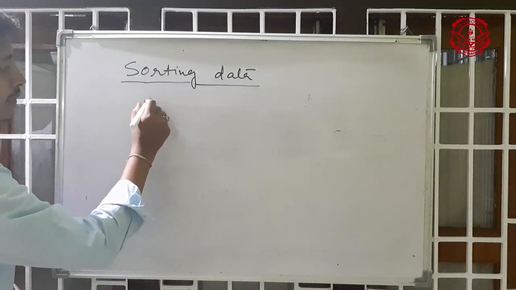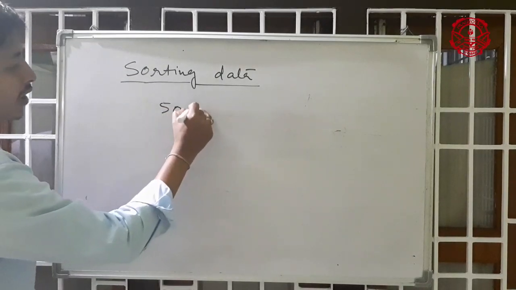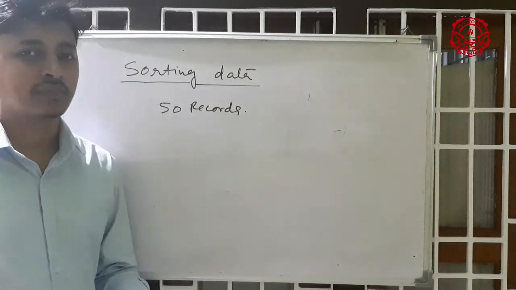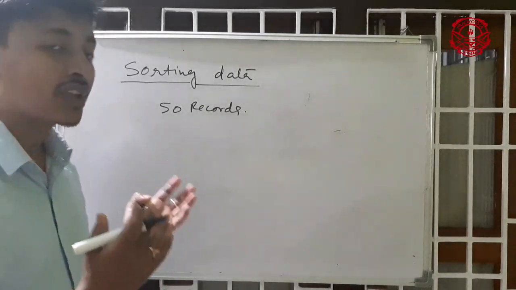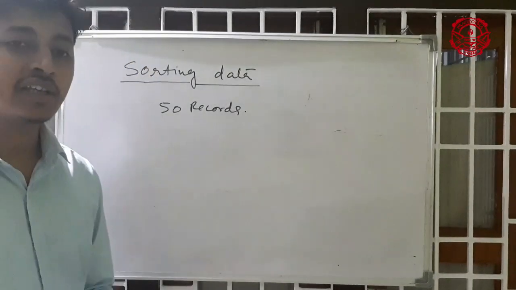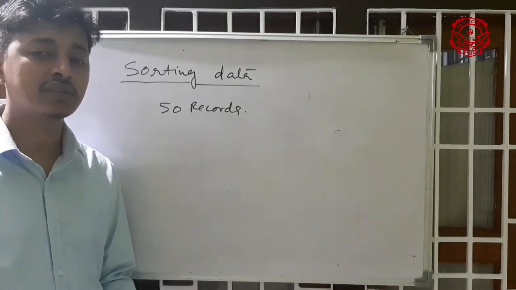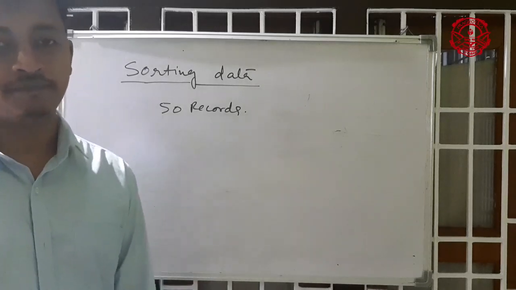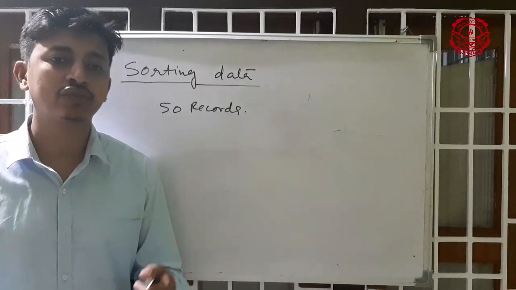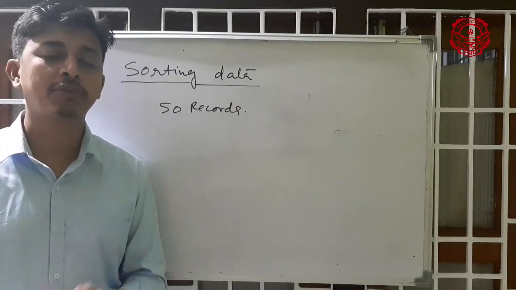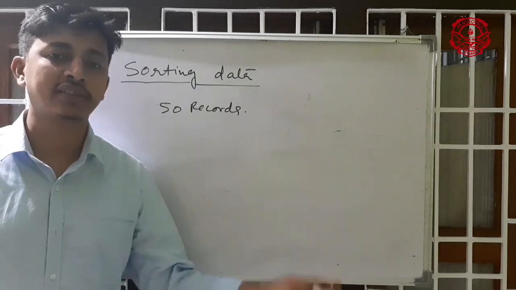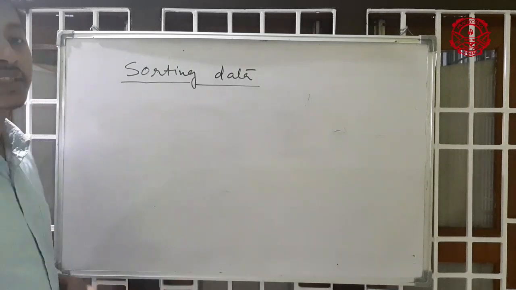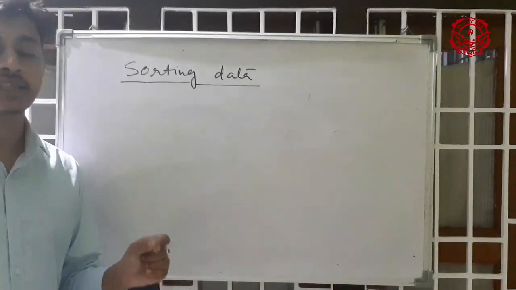For example, you have only 50 records. That's okay. In 50 records, you can easily sort. But what happens if thousands of records are stored in the database? In that situation, it is very difficult to arrange the data. If you have thousands, lakhs of pieces of information in your MS Excel database, in this situation you have to use sorting. Sorting is very important in MS Excel.